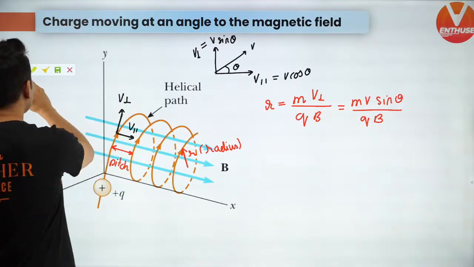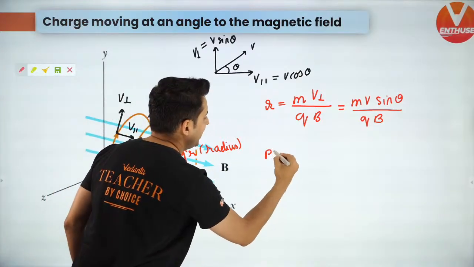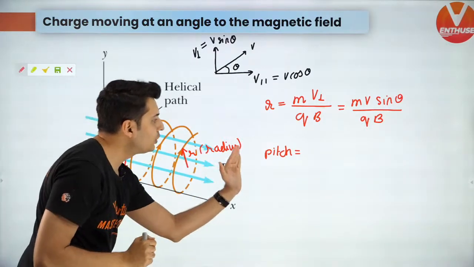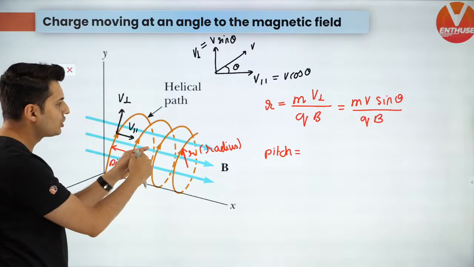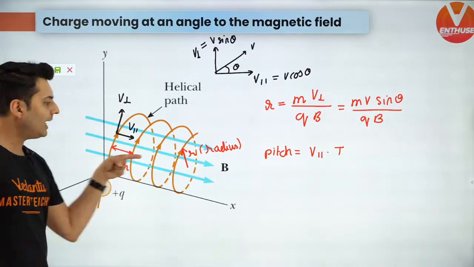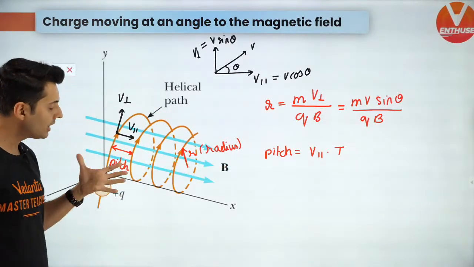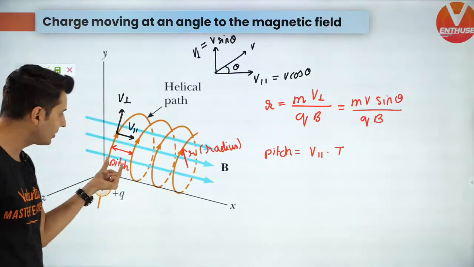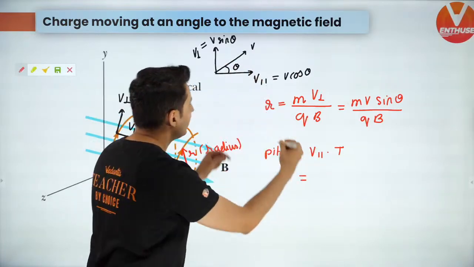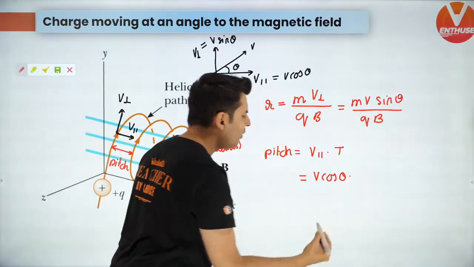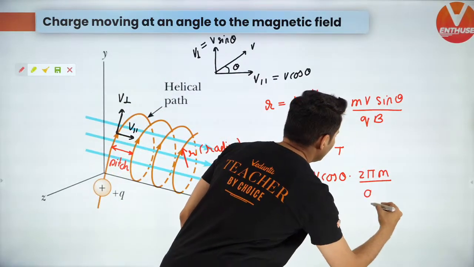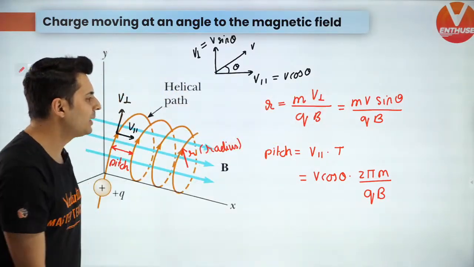Now just think about it. What will be the pitch? The pitch will be, in one rotation, how much do you move ahead? In one rotation, how much do you move ahead? So it will be V parallel multiplied by time period, because in that direction, you are moving with parallel velocity. So velocity into time gives me distance. So that's the pitch. In one rotation, how much do I move ahead? So how much is V parallel? That's V cos theta. And what's the time period? It's independent of velocity, guys. Come on, 2 pi m by qB. That's it. That's the pitch of the helix.